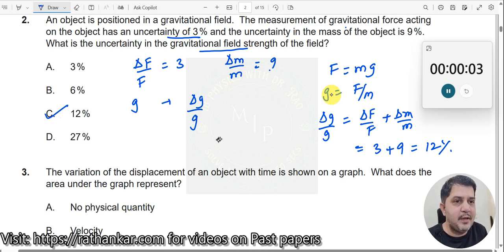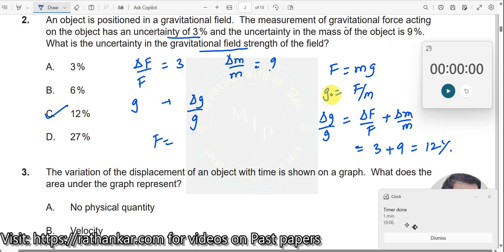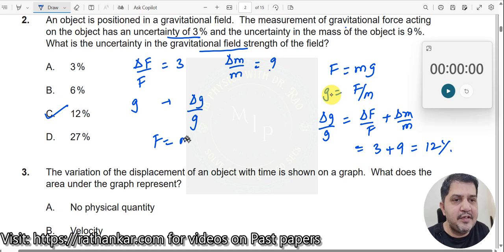Many of you would be wondering, why should I do it like this? Why don't I take F is equal to M into G, and take delta F by F is equal to delta M by M plus delta G by G, and then take this one on the other side? So it becomes 3 minus 9, and the answer should be 6%. But you are subtracting. So that cannot happen.